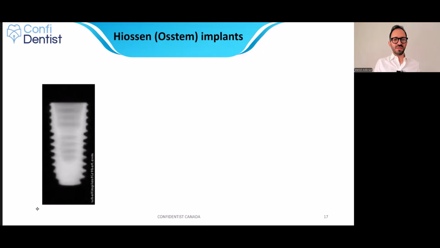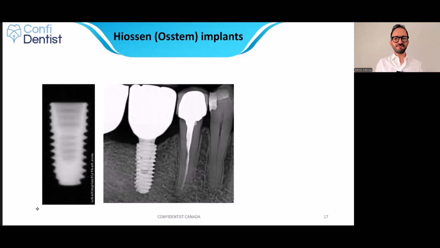Another popular implant, Osstem or Hiossen. They're very easy to identify. They are bone level. Look at the prosthetic platform. With platform switching, always search for the platform switching at the implant prosthetic platform. That's where platform switching happens.